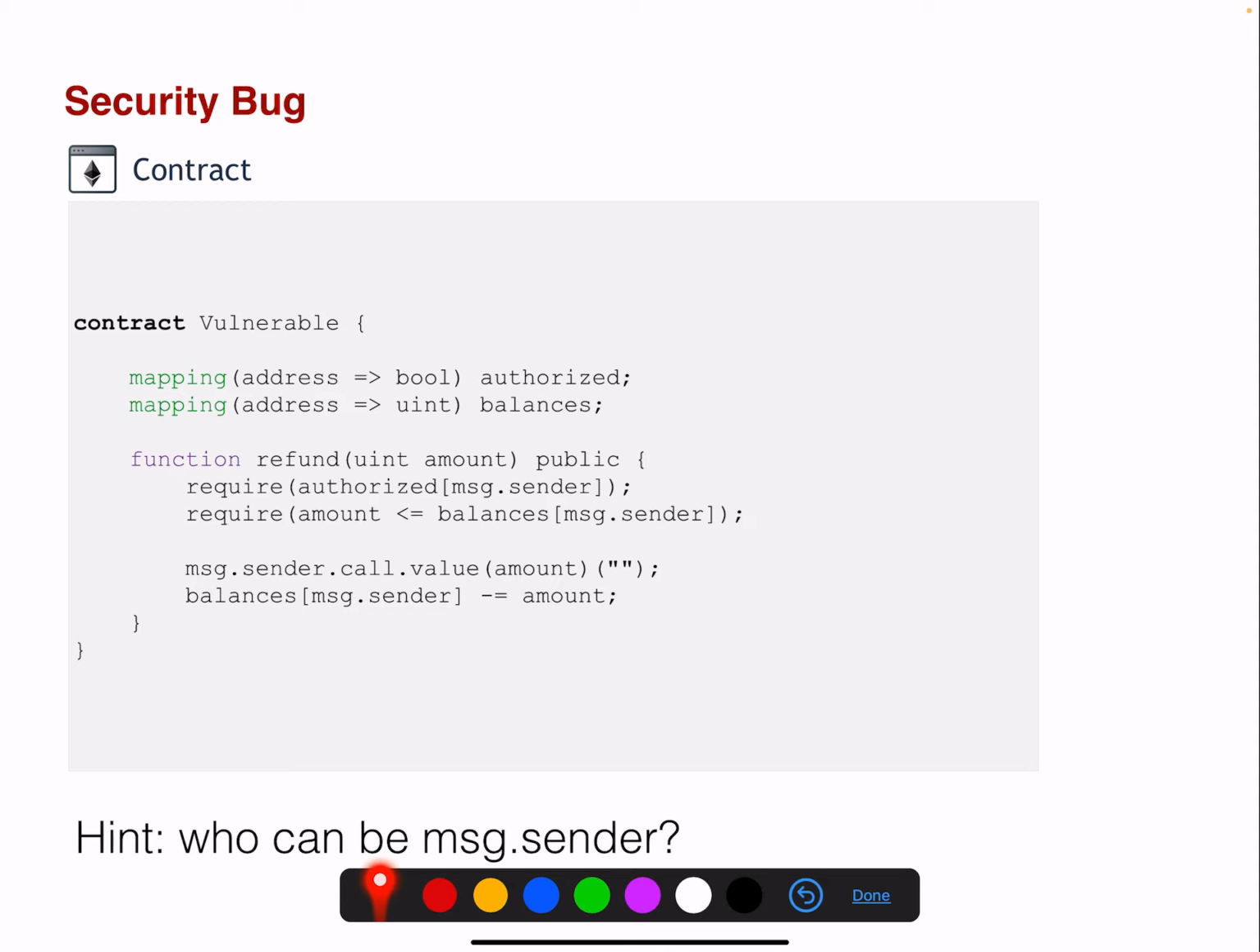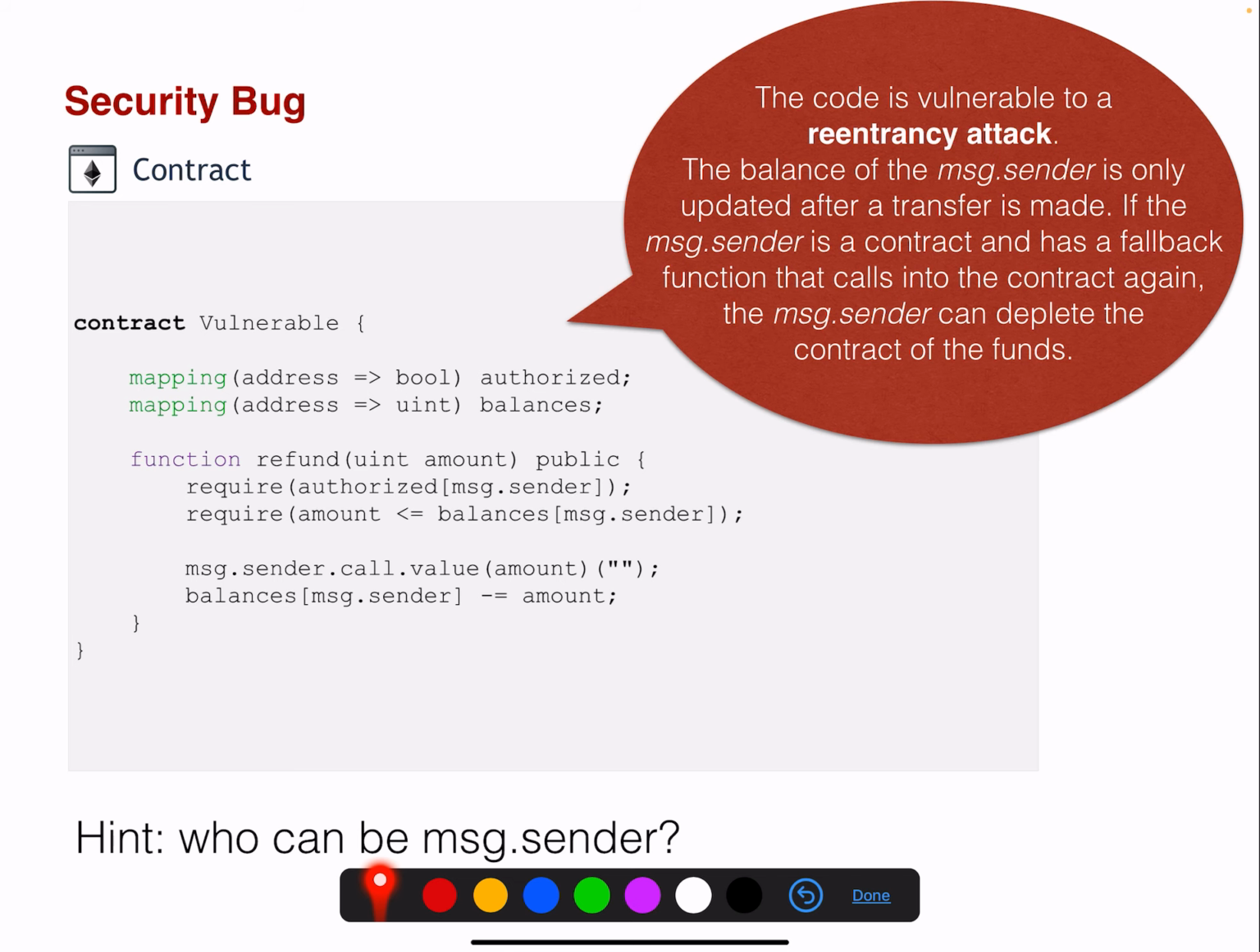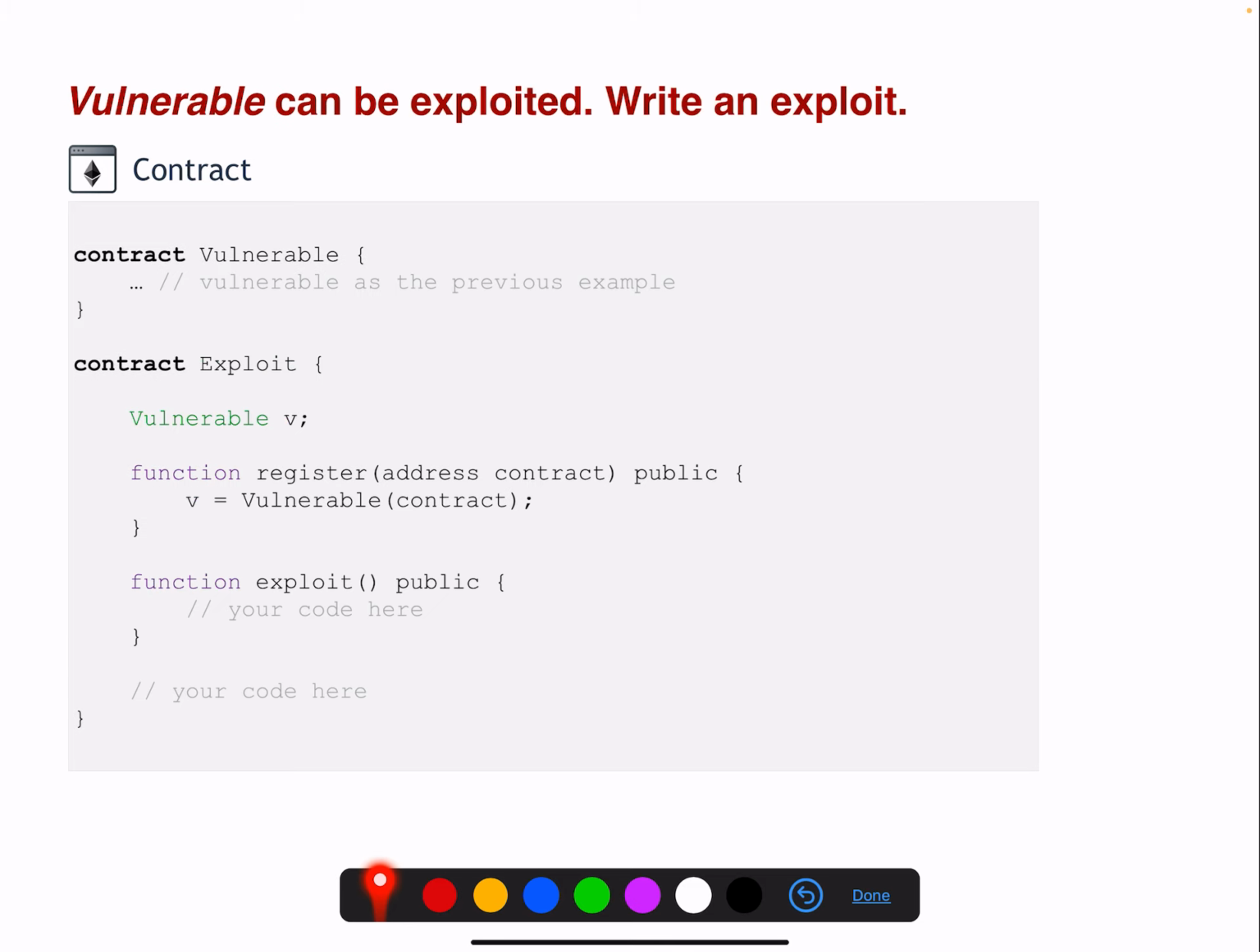Well, who can be message.sender? That's a hint. It can be any contract, right? And if it can be any contract, then this code is vulnerable to a reentrancy attack, because the balance of message.sender is only updated after the transfer is made. So this part is done after this part. What you can do is define a fallback function that calls into refund again, so that the balance is actually never updated, and this call is performed multiple times until you run out of gas.